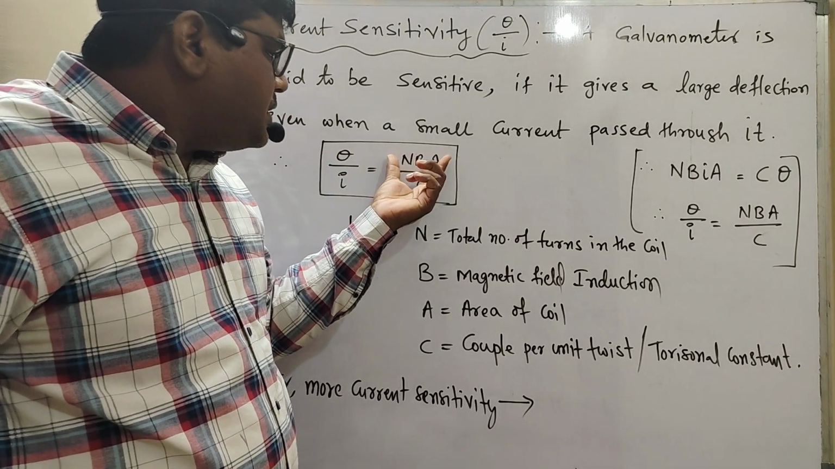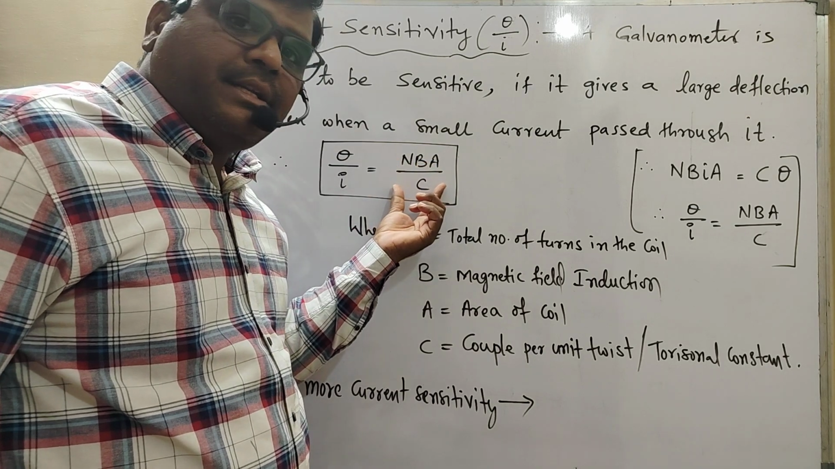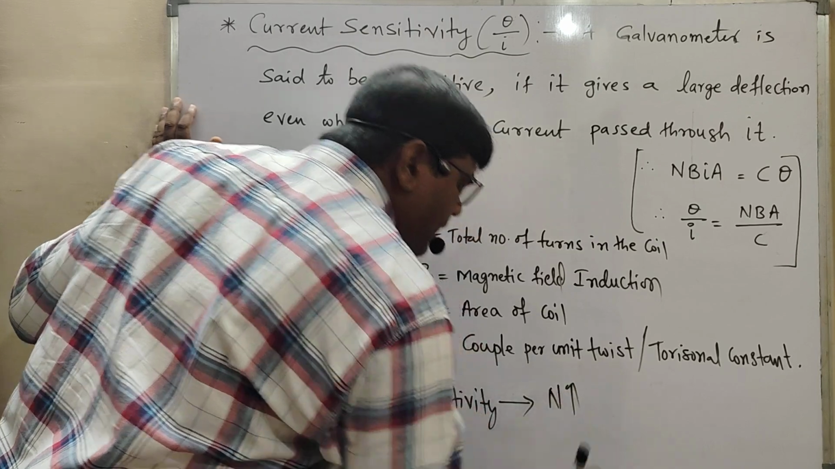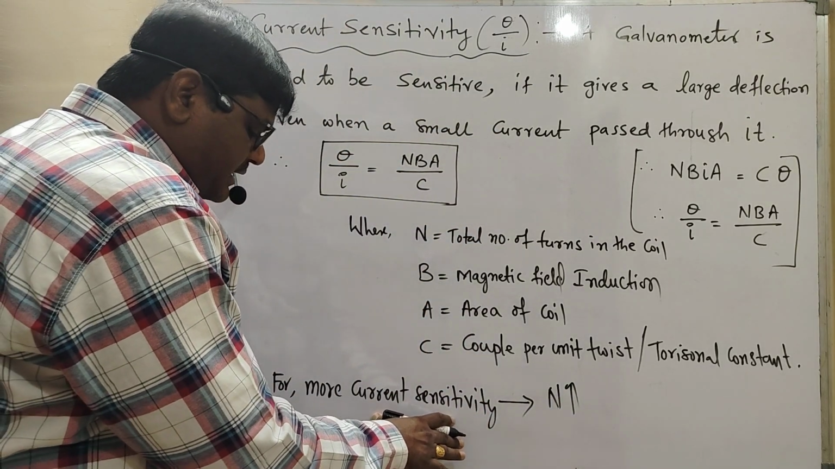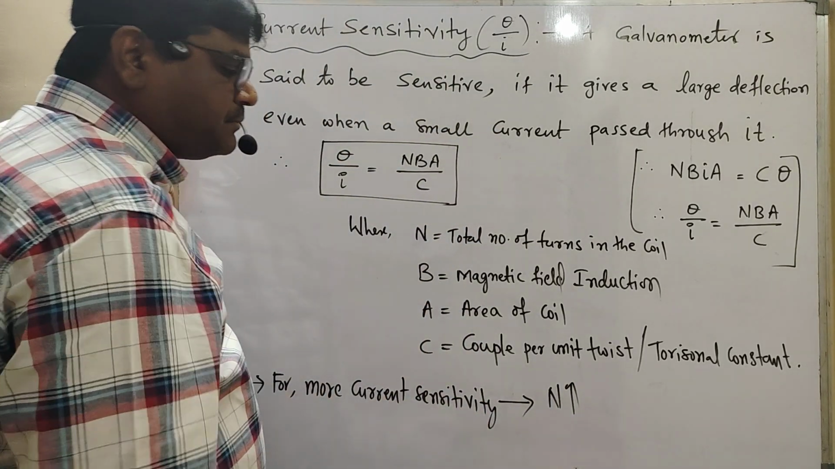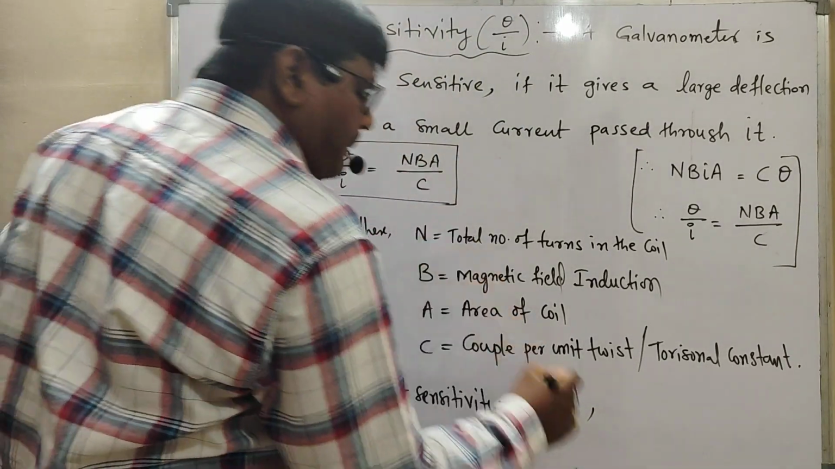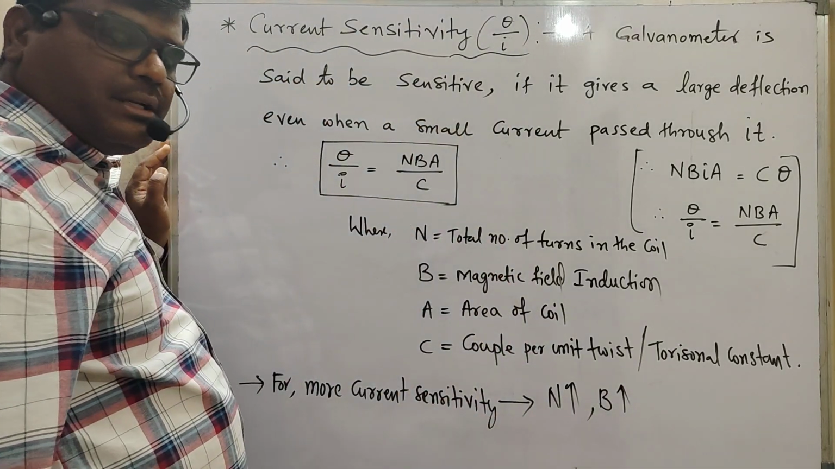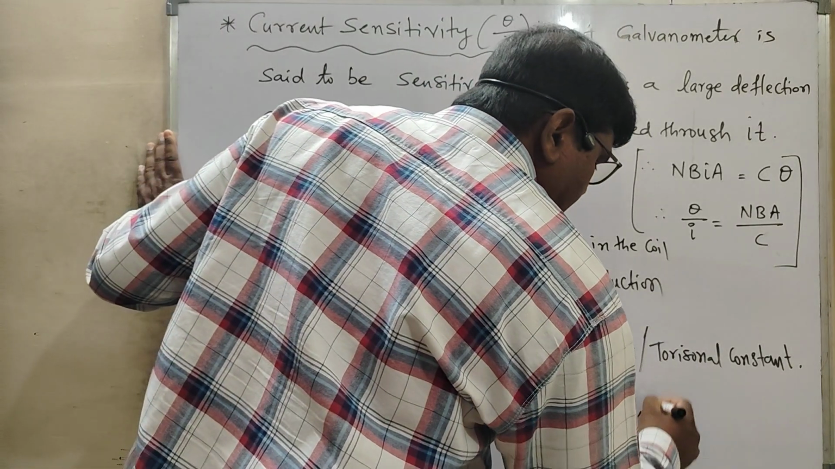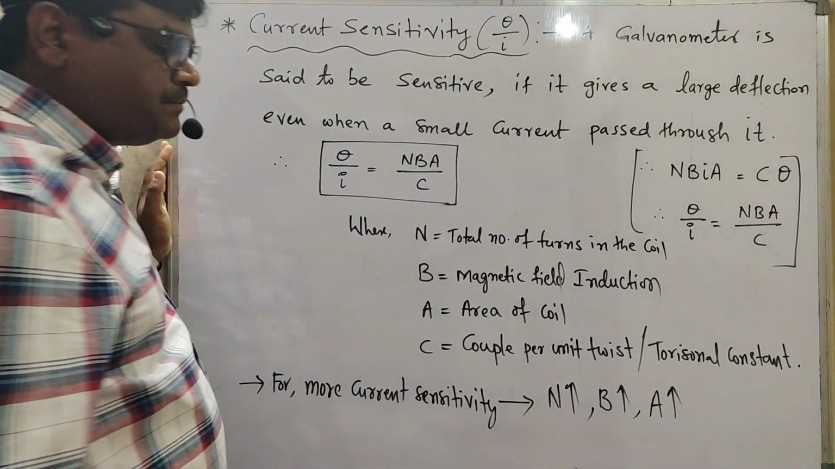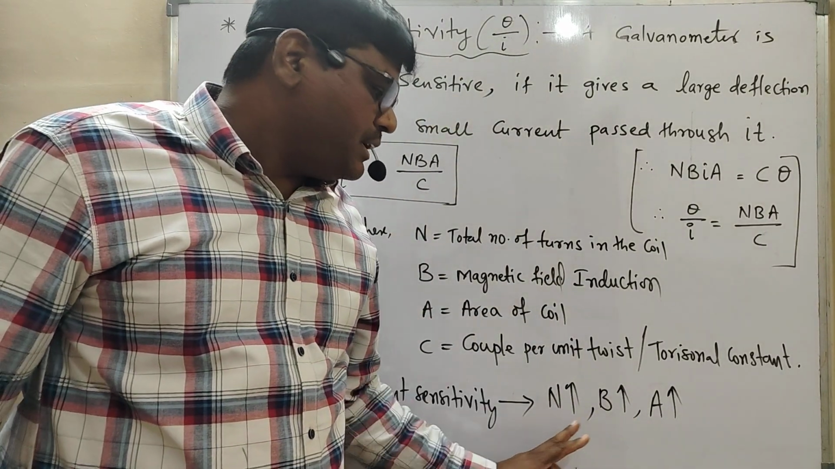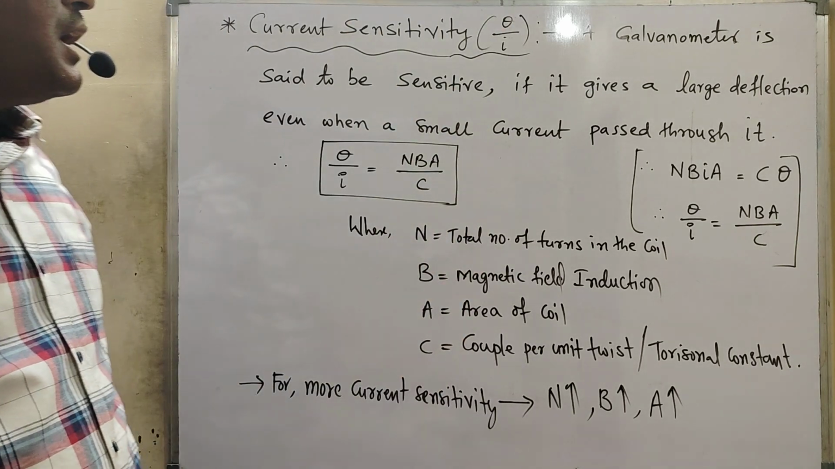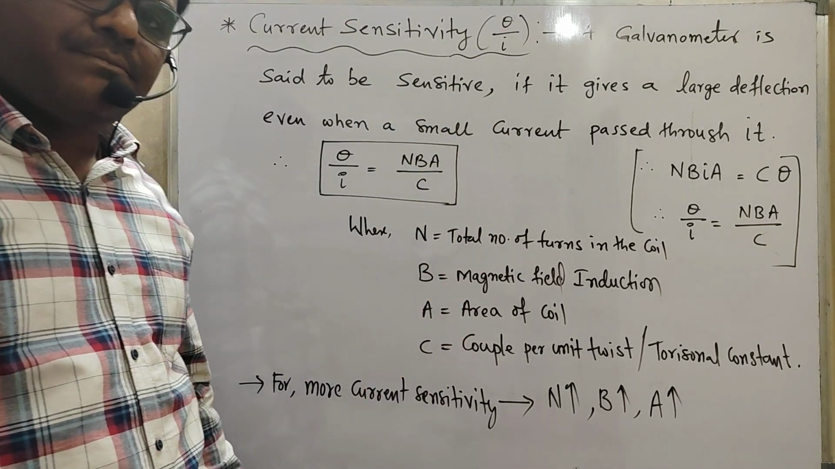Okay, so this should be increase and this should be decrease. Nothing but the number of turns we have to increase in the coil to increase the current sensitivity, as well as the magnetic field which is provided to the coil should be increased. Otherwise, the area of the coil also. In these three terms, if you increase any one, the current sensitivity of the galvanometer also increases.